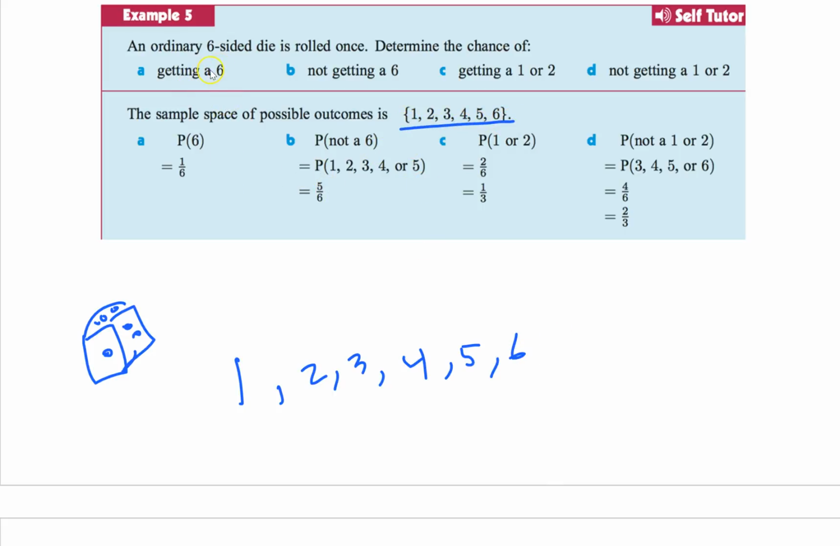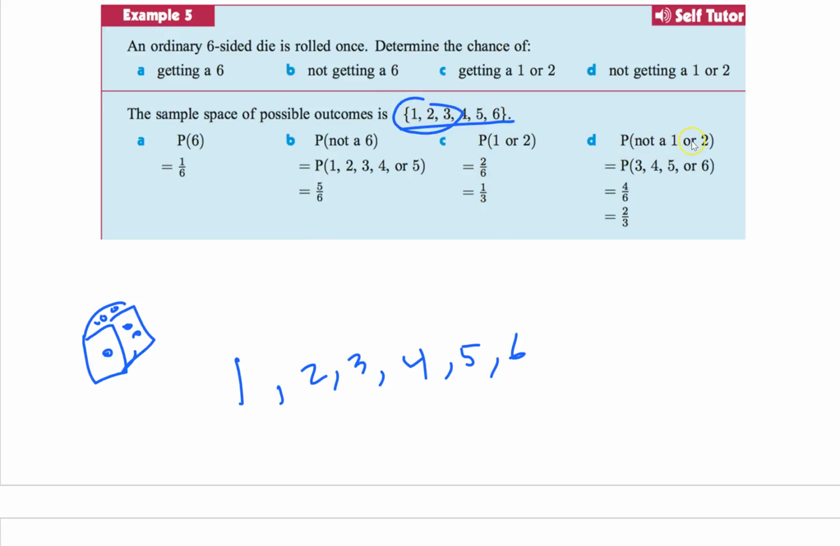So what's the odds of getting a 6? Well, there's only one of those, so 1 out of 6. Of not getting a 6, right? So you want anything but a 6. And we'll have a whole special way of doing that later. Well, there's one 6 and there's not. Everything else is not a 6, so 5 out of 6. A 1 or a 2? Well, there's 2 of those. So 2 out of 6 or 1/3.